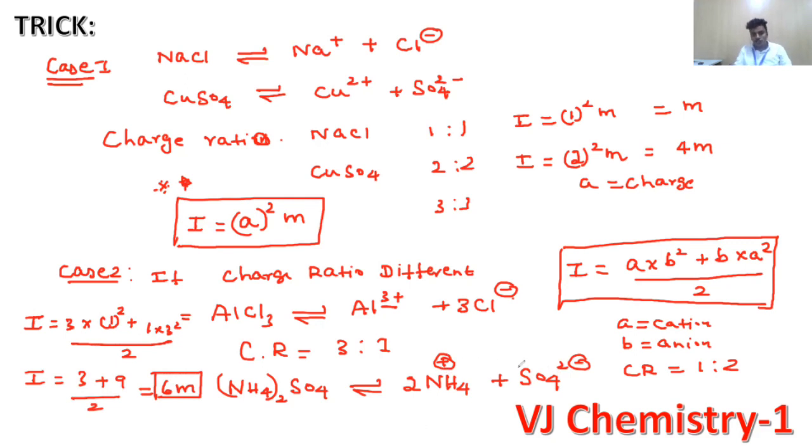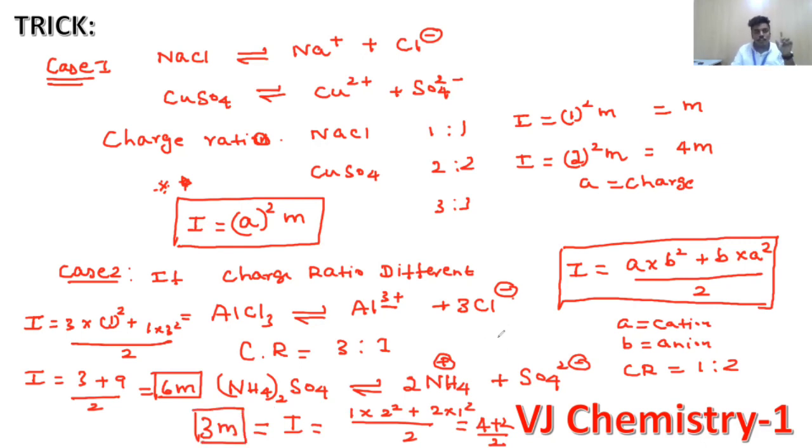This one is 1:2. What is the ionic strength of ammonium sulfate? A into B square: 1 into 2 square, plus 2 into 1 square, divided by 2. 2 square is 4, 4 plus 2 is 6, divided by 2. The answer is 3m.